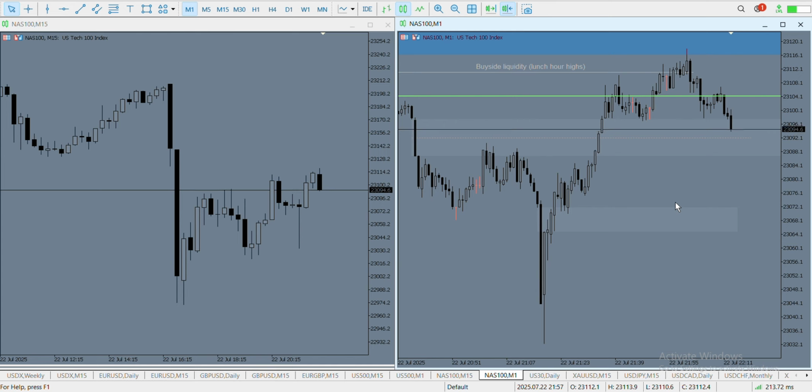So we're trading lower, 23,094 now. Let's see, we will want to get into 23,080s and maybe visit 23,070s.